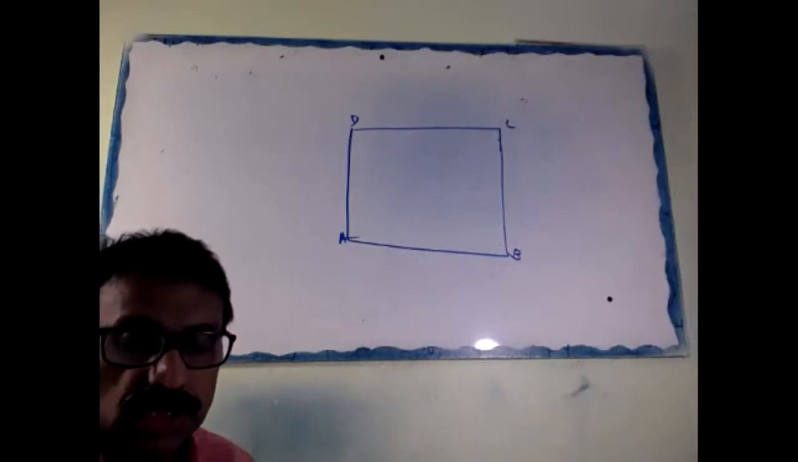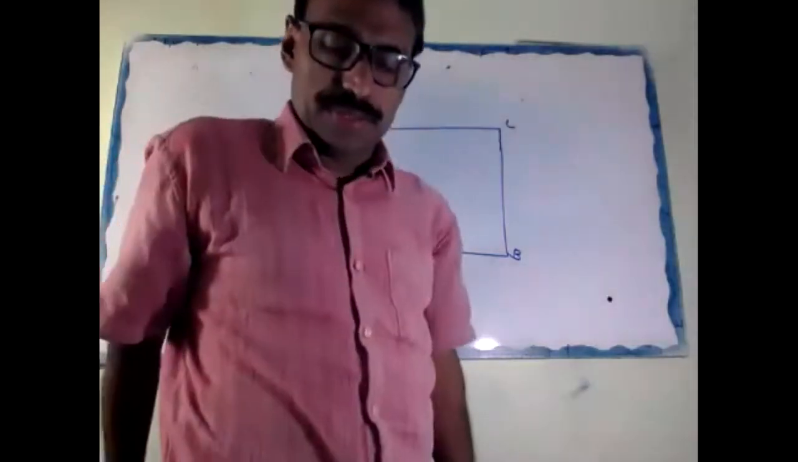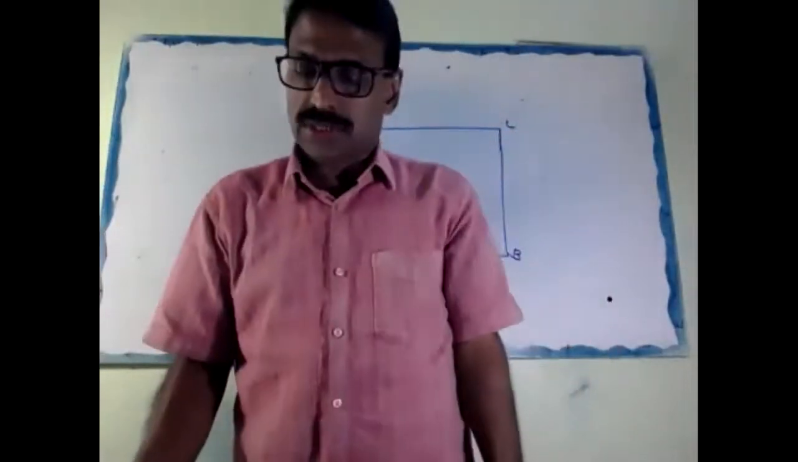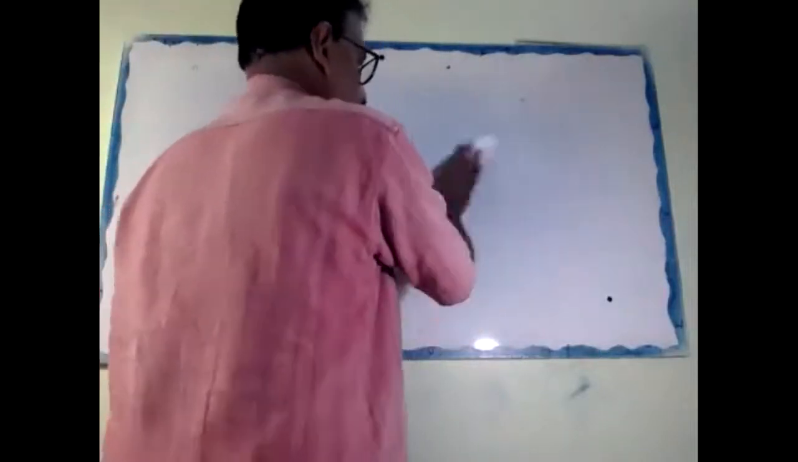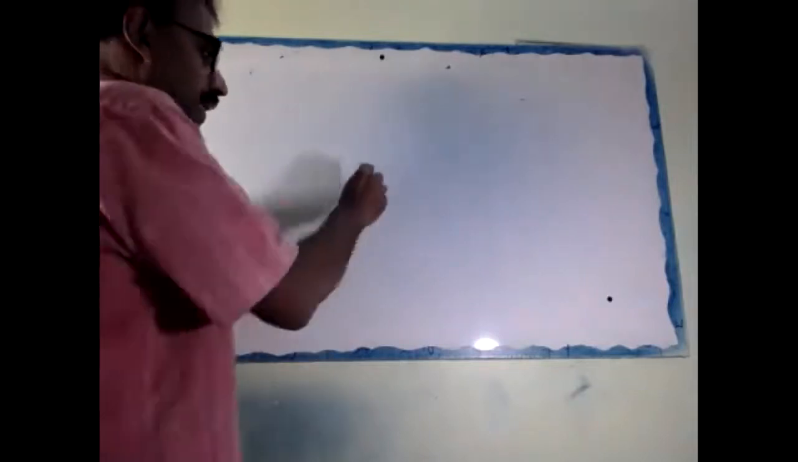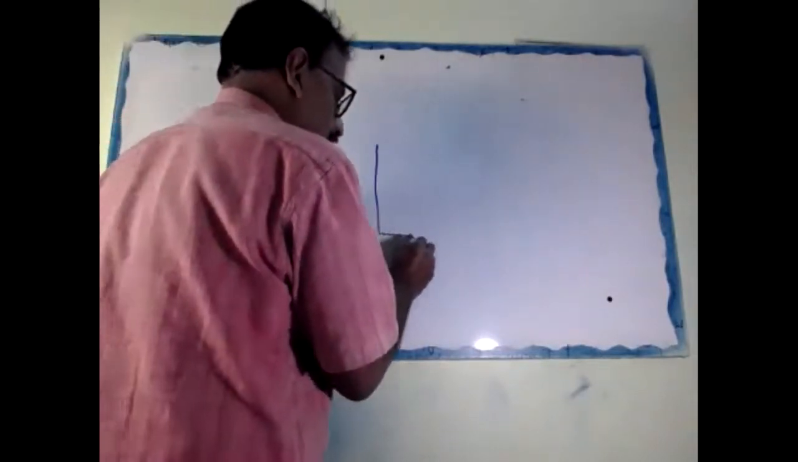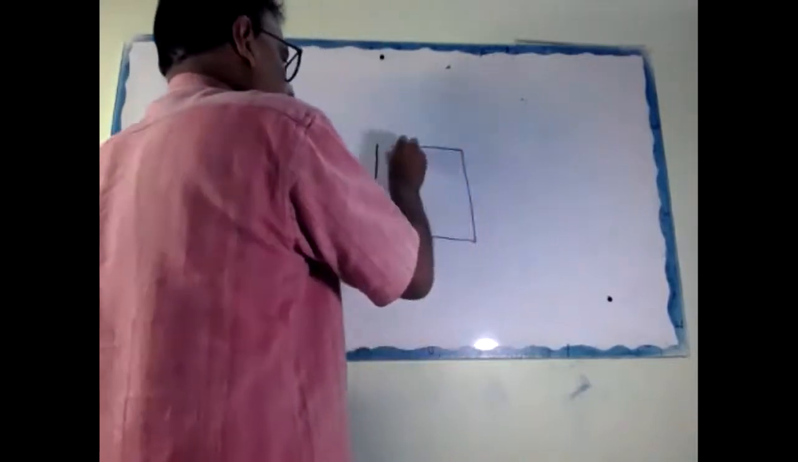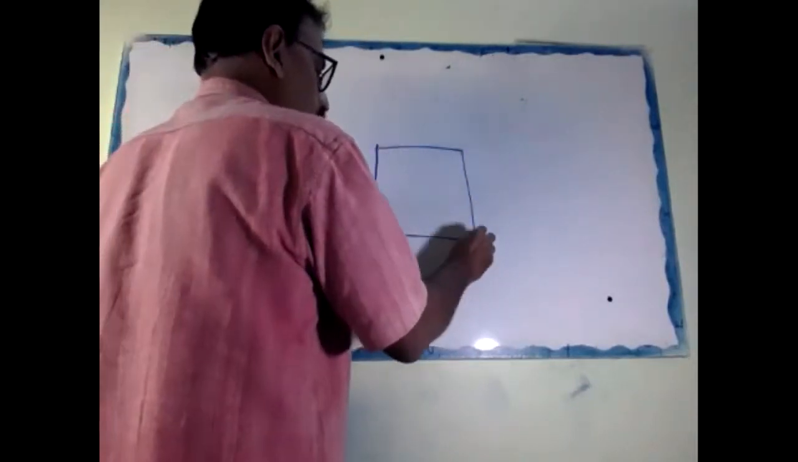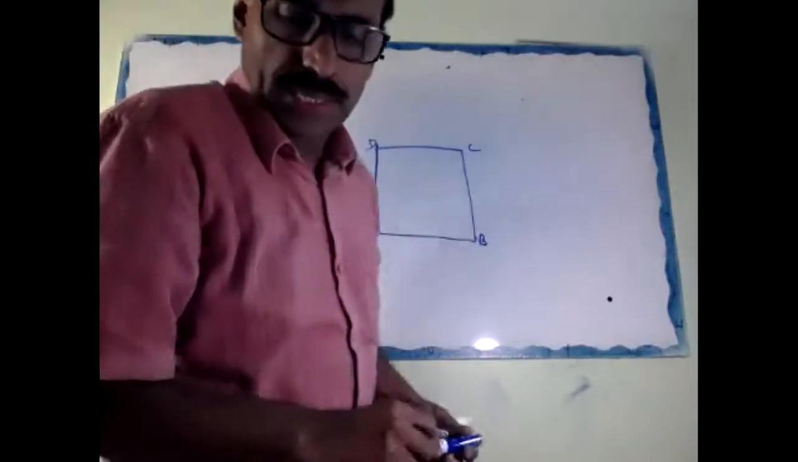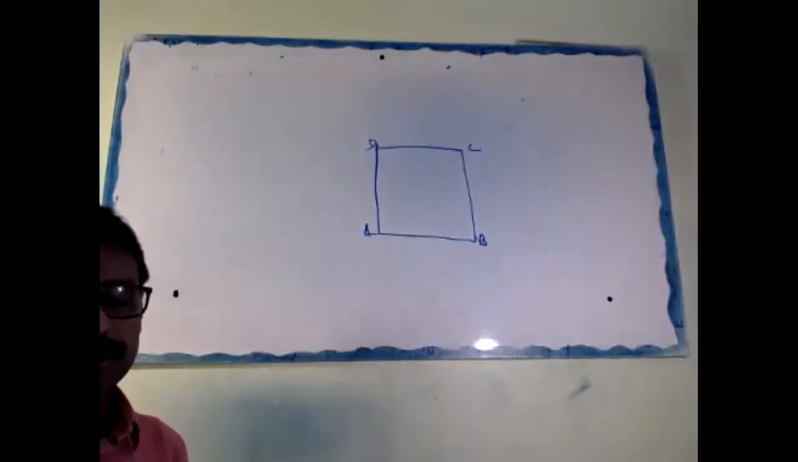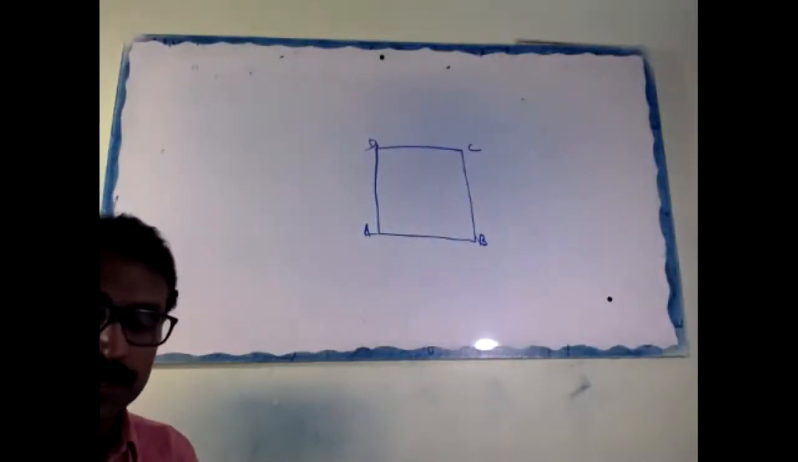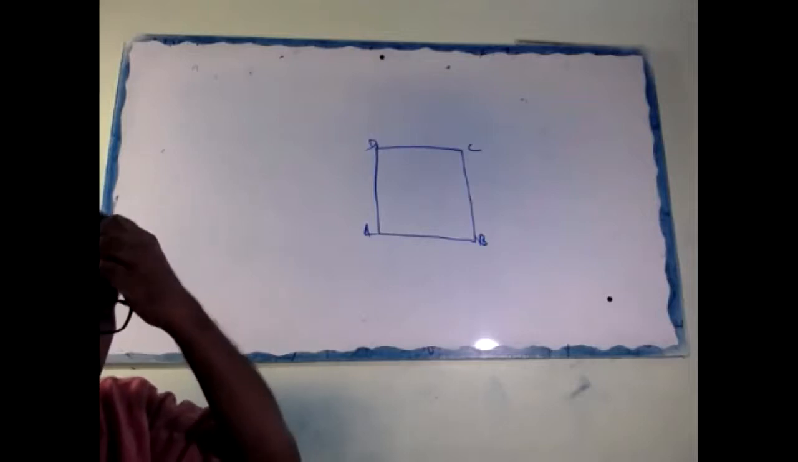Okay, next one: square. A square is a rectangle with a pair of adjacent sides equal. Draw this one.